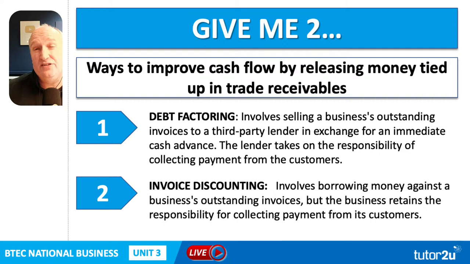Now, both of these two are on the Unit 3 specification. And I don't know whether you know the precise difference between the two, but let me spend a few seconds explaining what the difference is. Now, they both are ways of quickly converting amounts that are owed to you by your customers. So we've got these trade receivables. Our customers are owing us money. We want the money. What do we turn to?